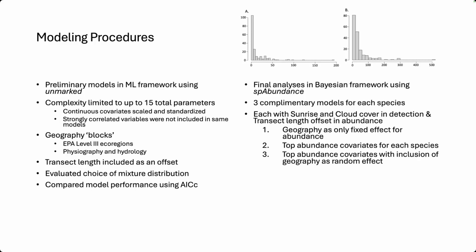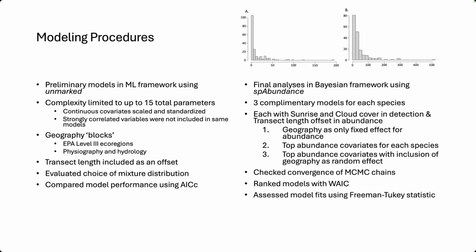And we did three sets of models. One where we used our geography blocks as a fixed effect for abundance, one where we looked at our top abundance covariates as fixed effects for each species, and the top abundance covariates plus the inclusion of geography as a random effect. And we checked all of these models to make sure that the MCMC, the Markov chains, converged and mixed well. We ranked our models and assessed model fits.